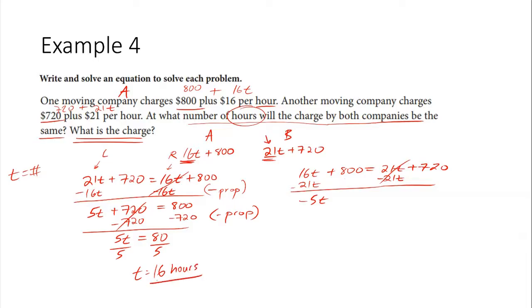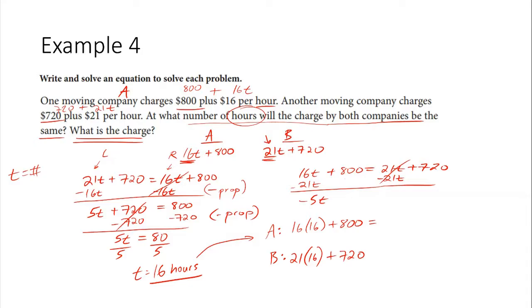But remember, that's our first part of our answer. We still have to substitute it in to either company A's equation or company B's. So company A had a smaller coefficient, so I'll just use company A. But if I did use either one, would it matter? Let's find out. Company A, 16 per hour. So 16 times 16 plus 800. And then company B was what? 21 per hour times the 16. Okay, 16 hours. So we're plugging it back in for both, plus the 720.